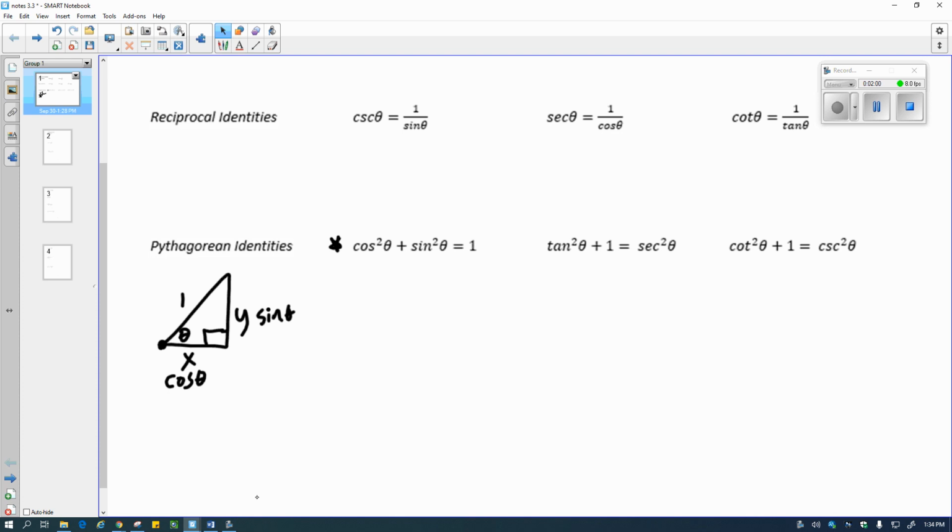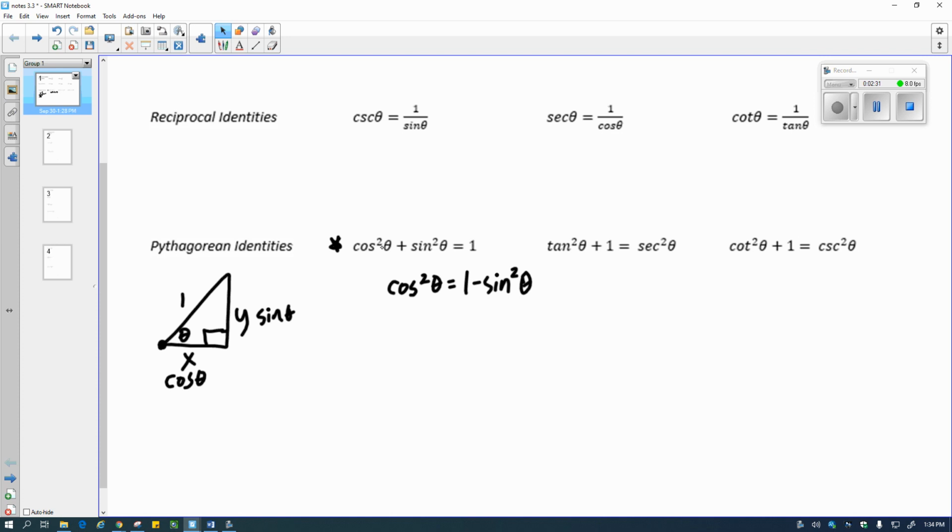Now, that Pythagorean identity, I'm going to start here before we get into our actual notes. This Pythagorean identity can be written in a couple of different ways by just doing a little bit of algebra. For example, if I subtracted sine squared from both sides, I would get cosine squared equals 1 minus sine squared. I want to touch on that a little bit. I suppose I should talk about that before we go too much further.